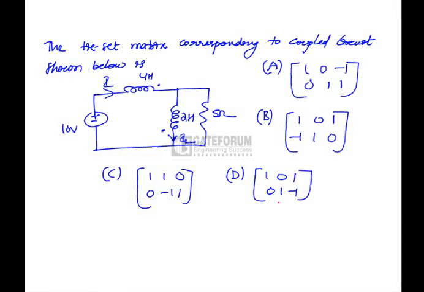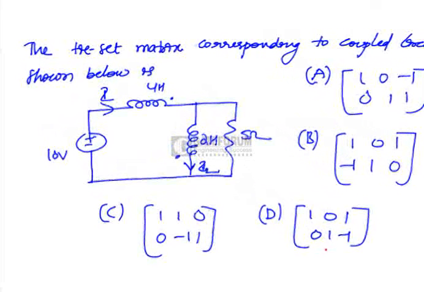We have to find the tie-set matrix corresponding to this coupled circuit. If we want to find the tie-set matrix for this network, first we have to draw the graph of this network. Now, how to draw a graph? If you have voltage sources, short circuit them, and if you have current sources, open circuit them. If you have any elements like RLC elements, represent them with a short circuit line. This is the procedure to draw a graph.